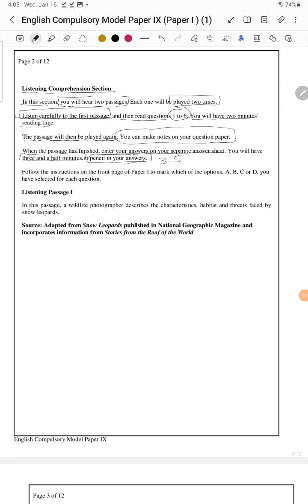Follow the instructions on the front of paper 1 to mark which of the options A, B, C, D you have selected for each question. So you have to check the question options A, B, C, D, and in accordance with your opinion, for example you say that option D is correct, so you have to mark option D in the OMR sheet, and for all this marking you have 3.5 minutes. Remember this. So it is not too much time. So you have to be very focused in this term.